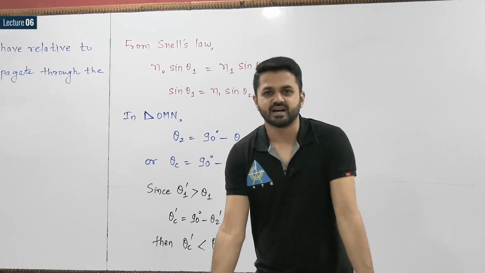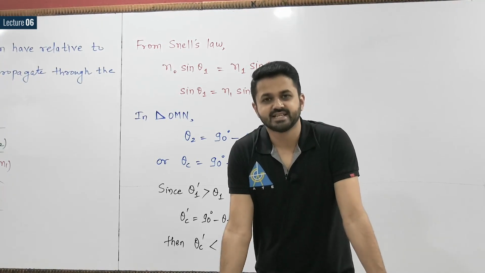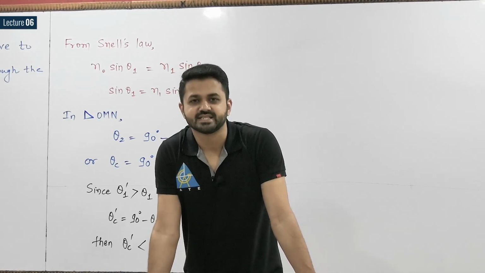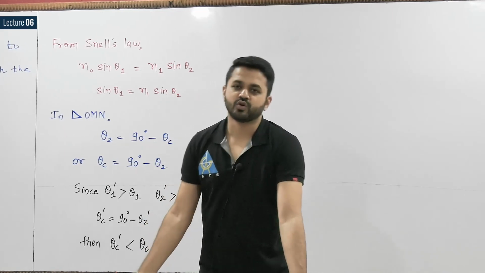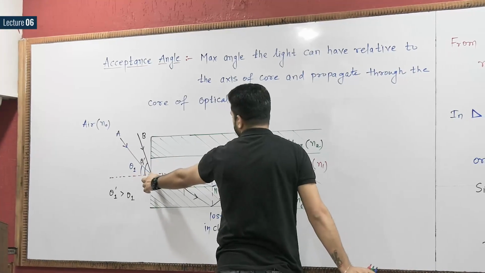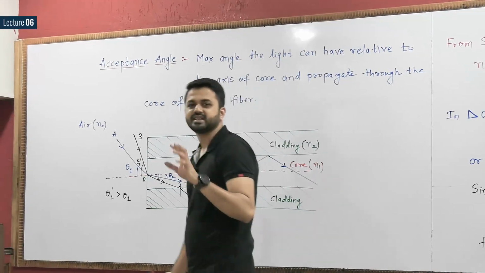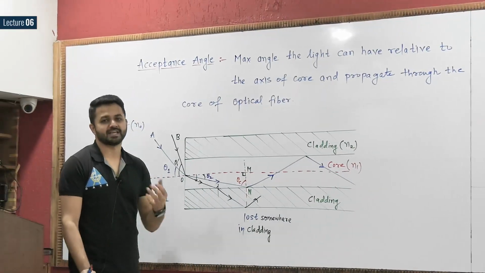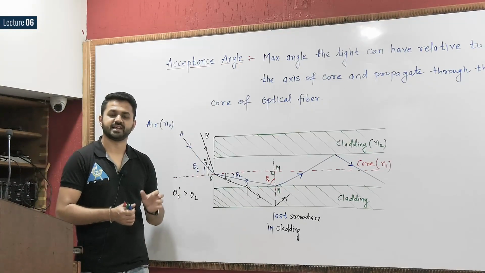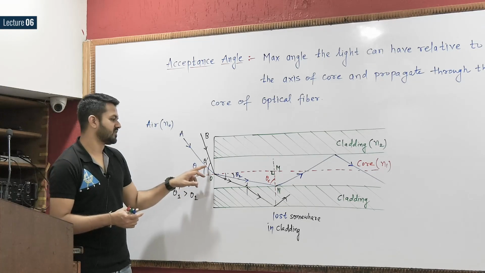So we consider the light A, which is incident with angle theta 1, and this theta 1 is the maximum angle at which the light can be incident and can travel through the core of the optical fiber. So this is the light A which is incident and then can travel through the core of the optical fiber. If you consider there is other light B which is incident making an angle greater than theta 1, then what will happen?